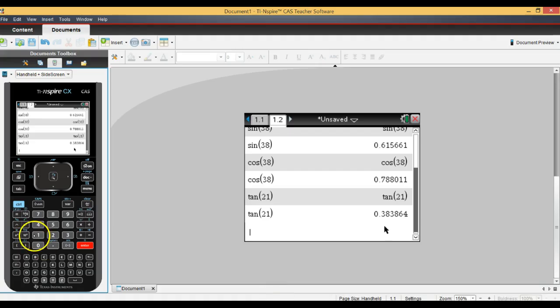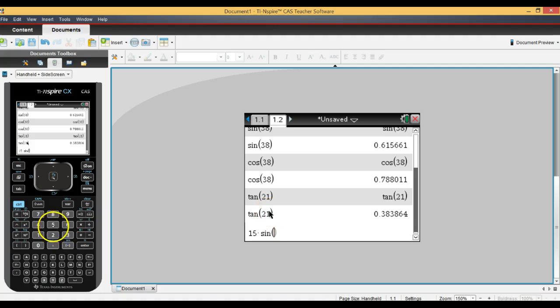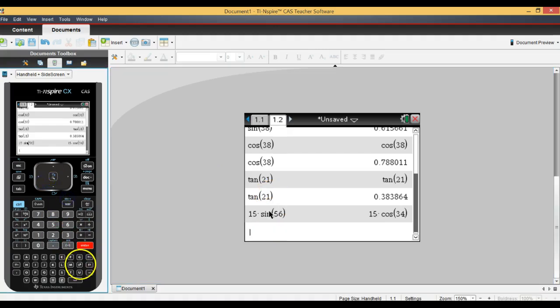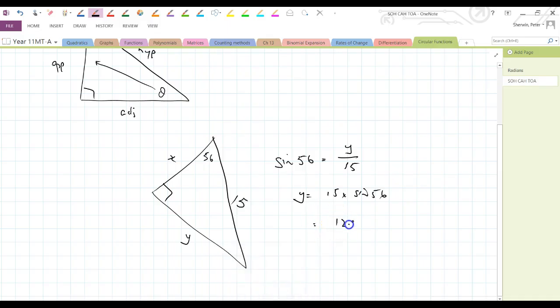15 times, go into trig, sine 56, hit enter, and we get 12.44 as a solution to 2 decimal places.